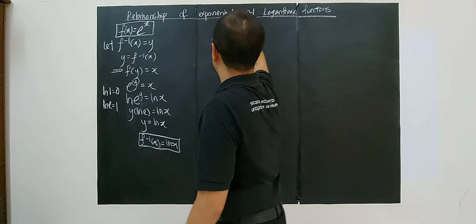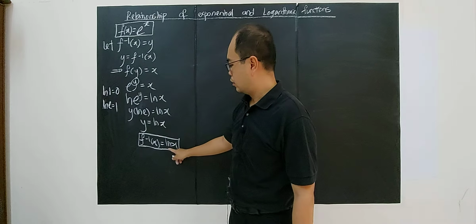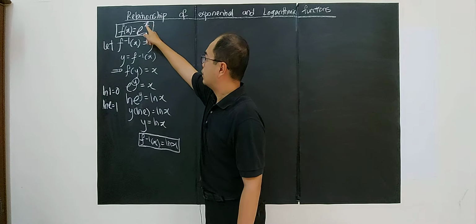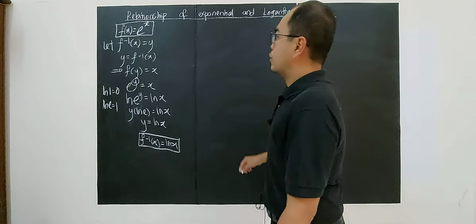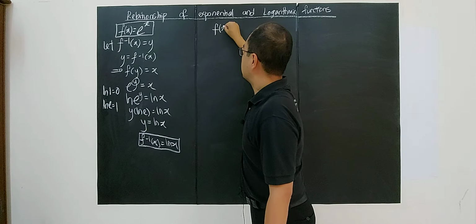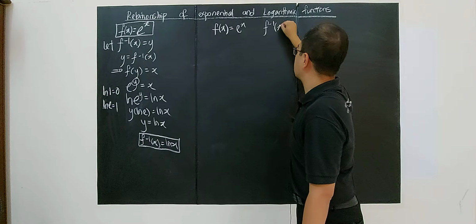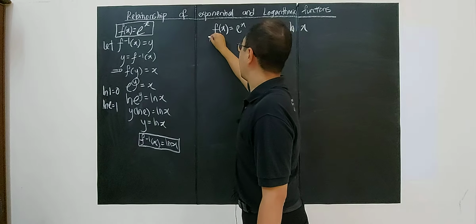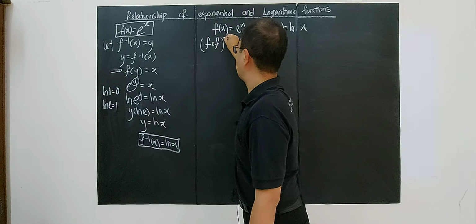So for the relationship of exponential and logarithmic functions, the first one is that the inverse of the exponential function will be your logarithmic function, and the inverse of the logarithmic function you will get back the exponential function. Alright, so I can sketch the graph for you. For example, you have f(x) equals e to the power x, and your f inverse of x to be ln x, right? So the relationship also is when you have f(x) and f inverse of x.